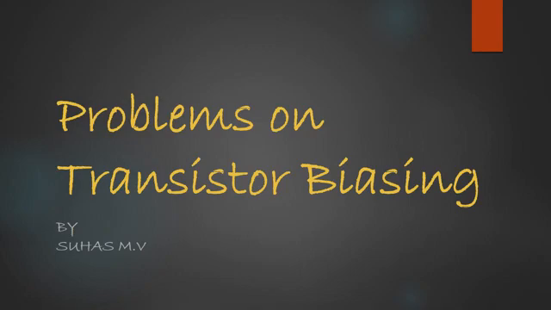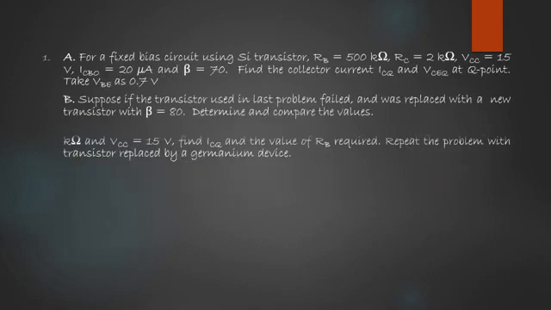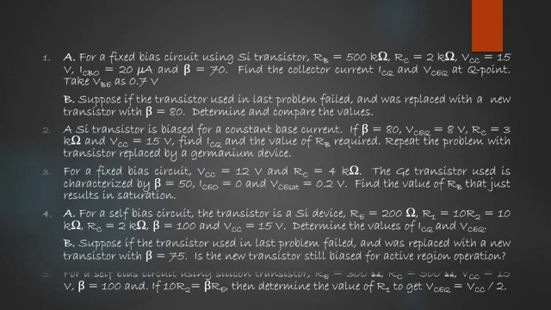Here I'm going to solve some of the problems on biasing of the transistor, mainly focusing on the fixed bias and the self-bias circuits. We'll also see some of the problems wherein we see how the variation in beta affects the collector current, the base current, etc. These are the problems we are going to solve in this particular set of slides. You may try solving it yourself before moving on to the solution.